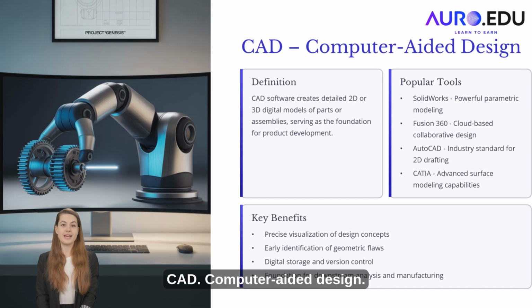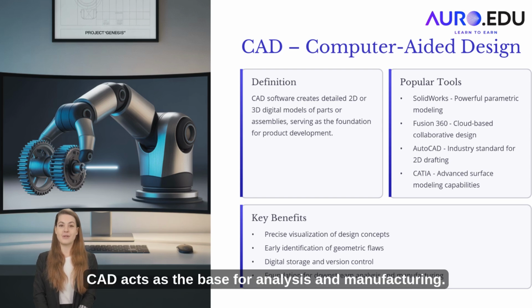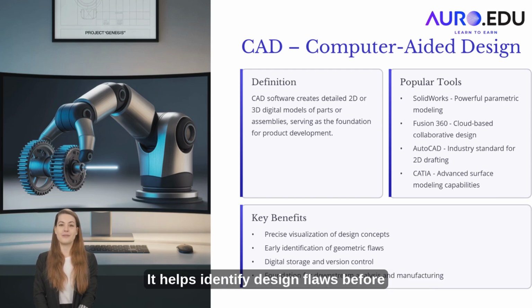3. CAD, computer-aided design. CAD is used to create detailed 2D or 3D models of a part or assembly. Mechanical engineers use software like SolidWorks or Fusion 360 to visualize and refine the geometry. CAD acts as the base for analysis and manufacturing. It helps identify design flaws before physical prototypes are made.